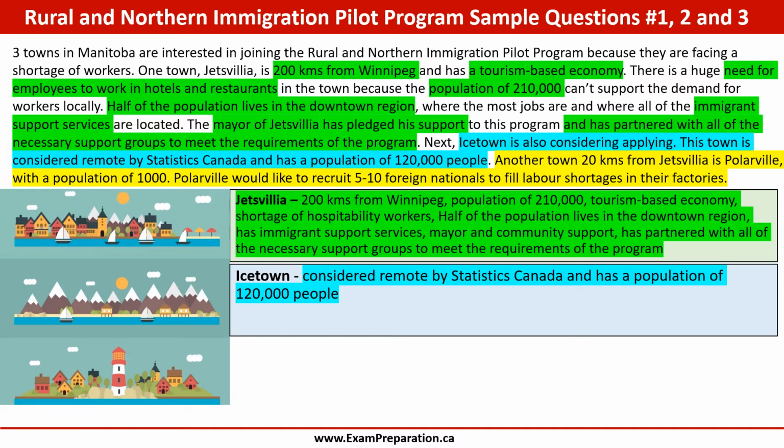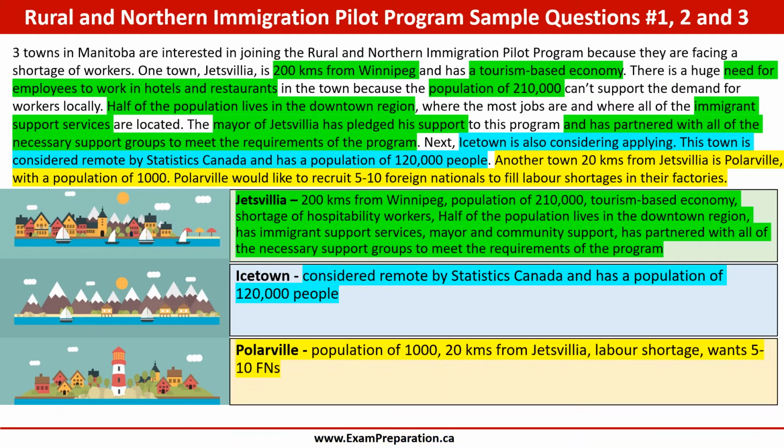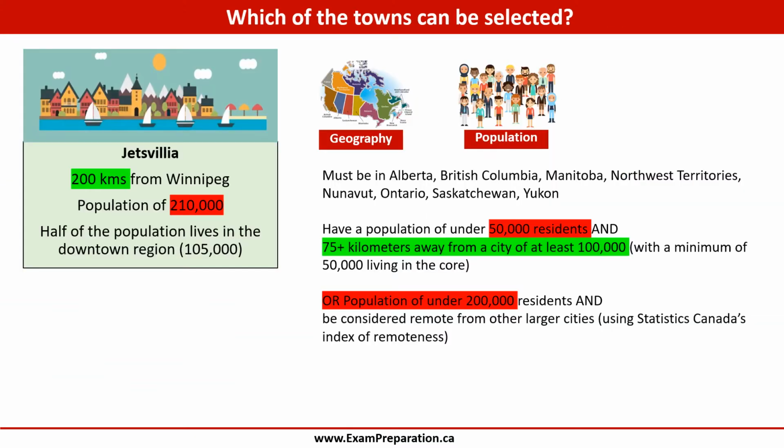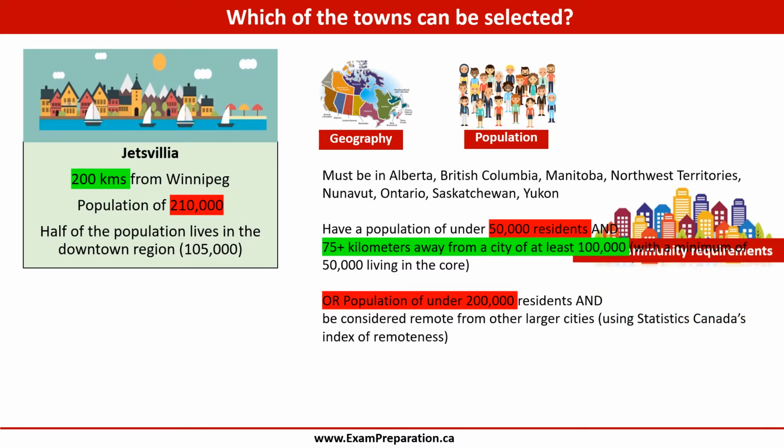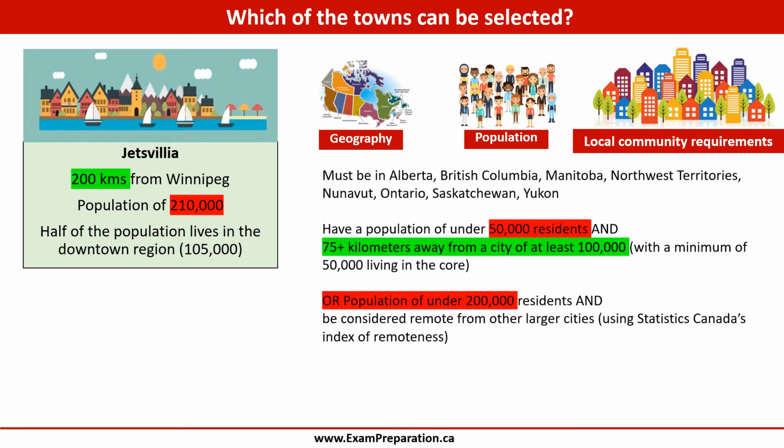We just have geography and population. And same thing here, right? So with Ville, we have geography, population, and their intent. So what they want to do, they want to bring in 5 to 10 foreign nationals. Okay, so what we need to do now, of course, is be selective with the information that we are using to get the correct answer.